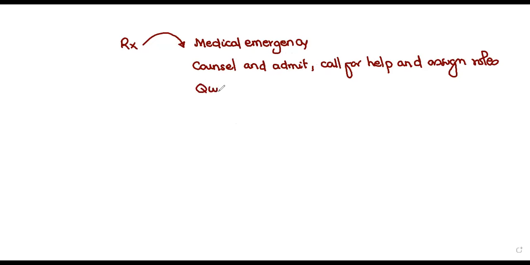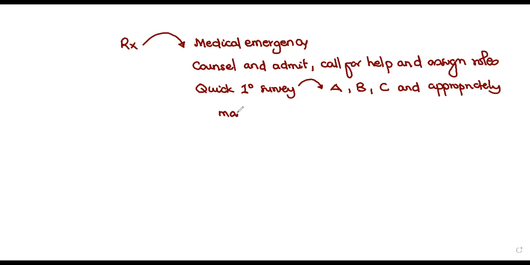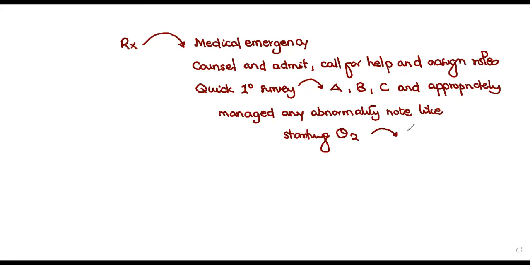Then I'll do a quick primary survey assessing for what? Airway, breathing, and circulation, and appropriately manage any abnormality noted. Like starting supplemental oxygen if the SpO2 is less than 94%.